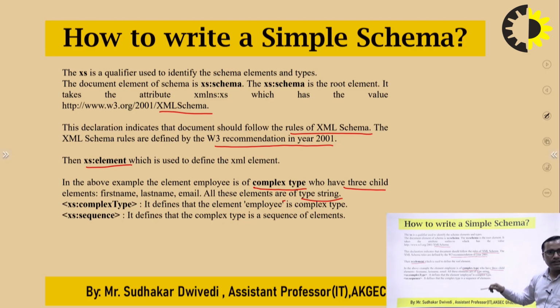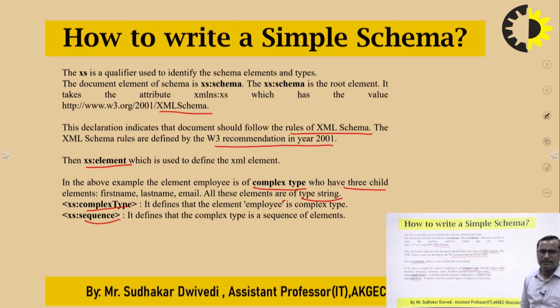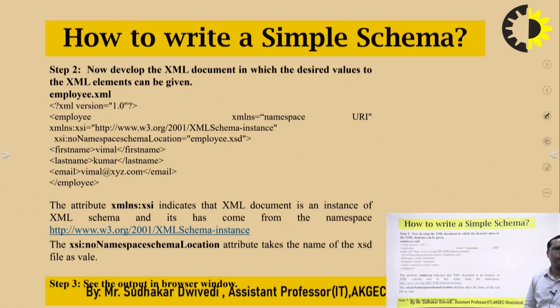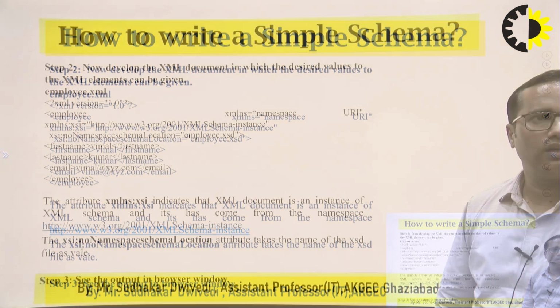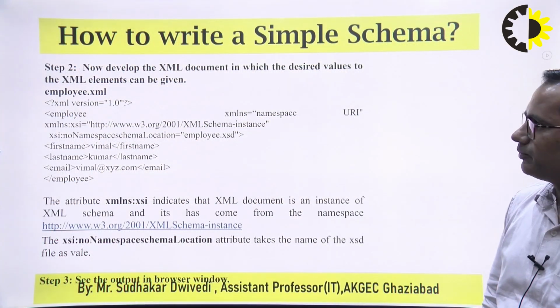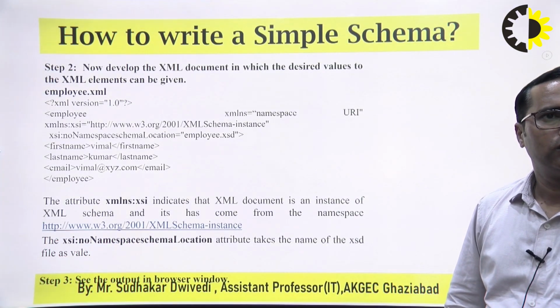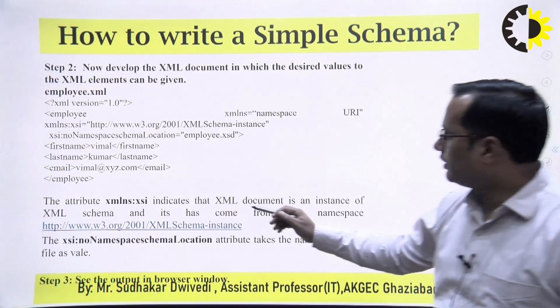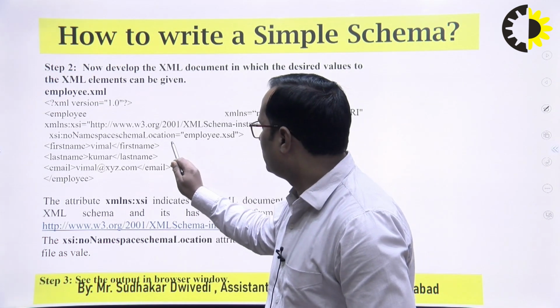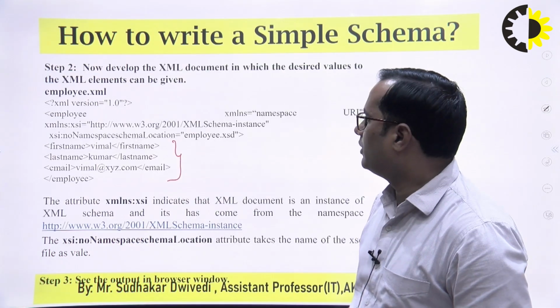So to represent the complex type, I have just used the xs:complexType, and to represent the sequence, I have used the xs:sequence. So this is the way we can write the XML schema definition. So this is an XML document, and suppose this is the XML file, and we need to create the XML schema definition.